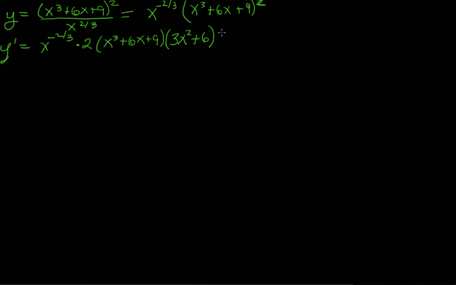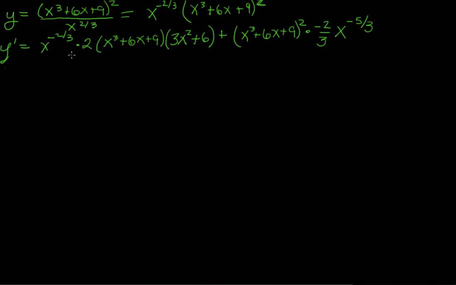To that, I'm going to add my second function, x cubed plus 6x plus 9 squared, times the derivative of the first function. So the derivative of x to the negative 2/3 is negative 2/3, x to the negative 5/3. And so that is the derivative. Now we need to use algebra to simplify it so that it's one nice function.